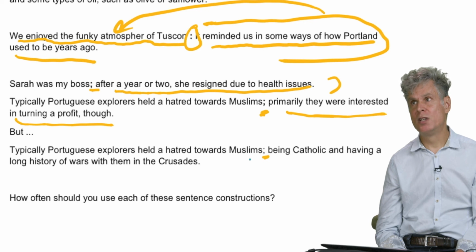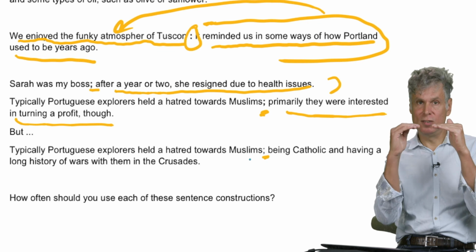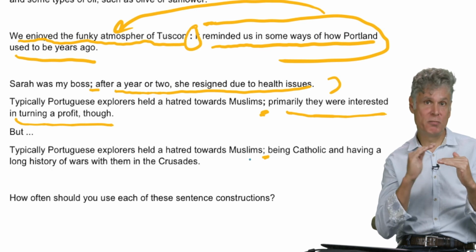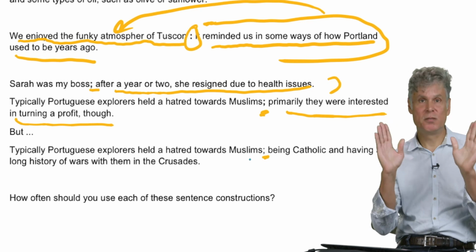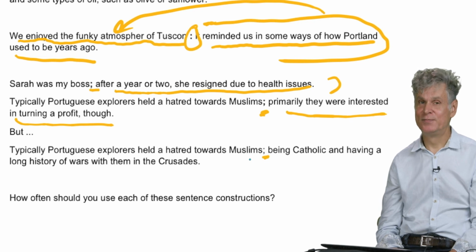Okay? So far I've given you now 3 ways to combine sentences: FANBOYS, semicolon with a conjunctive adverb, and now semicolon by itself, and sometimes colon. So use all of them. I think you can do it. I want to see it. Okay. Good luck.